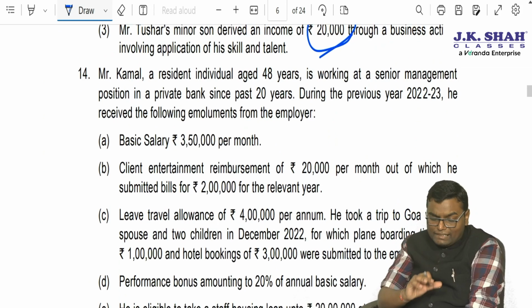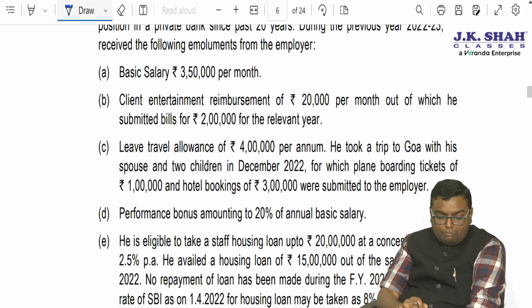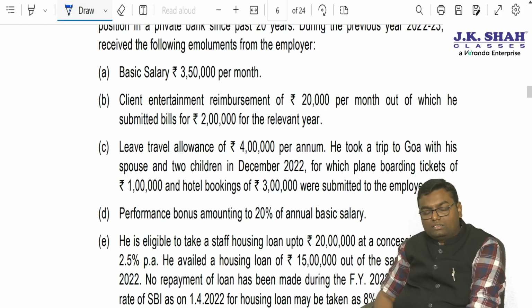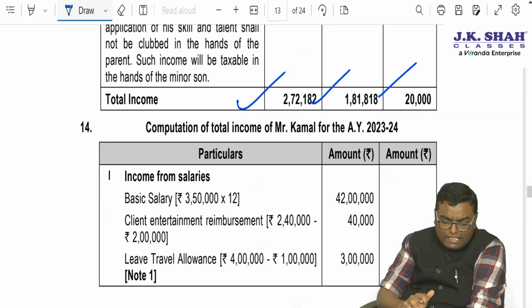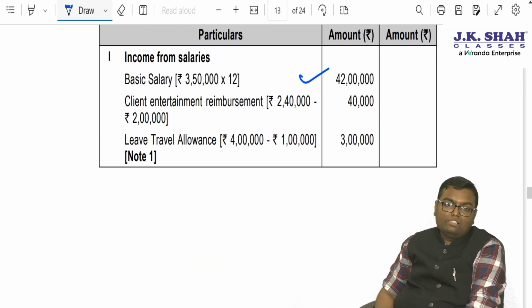A good question on salary they have prepared. Basic salary 3,50,000 per month. So the entire basic salary will be taxable. 350 into 12, 42 lakh will be taxable.